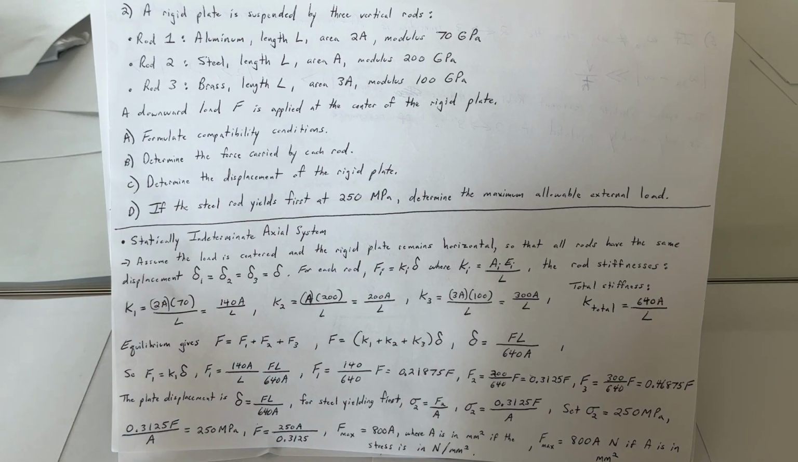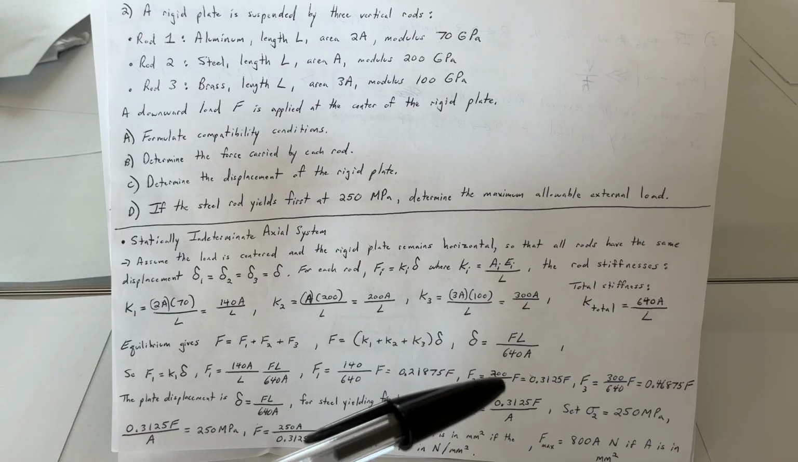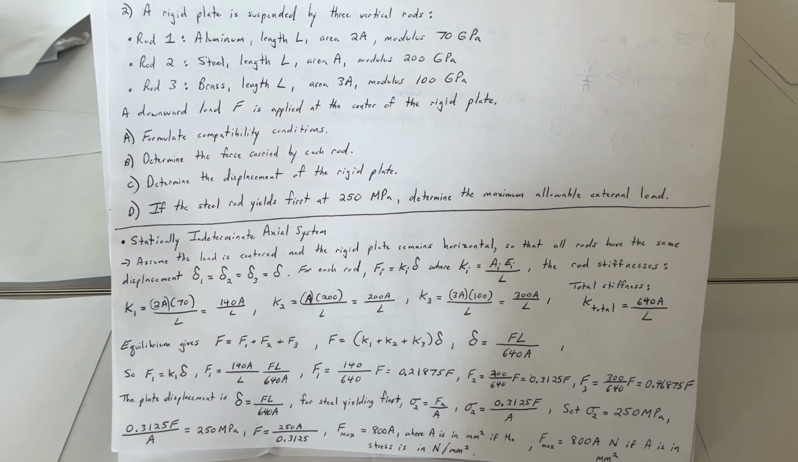So F sub 1 equals K sub 1 delta. F sub 1 equals 140A over L times FL over 640A. So F sub 1 is 140 over 640 times F, which is 0.21875 F. F sub 2 is 200 over 640 F, so that's 0.3125 F. F sub 3 is going to be 300 over 640 F, which is 0.46875 F.